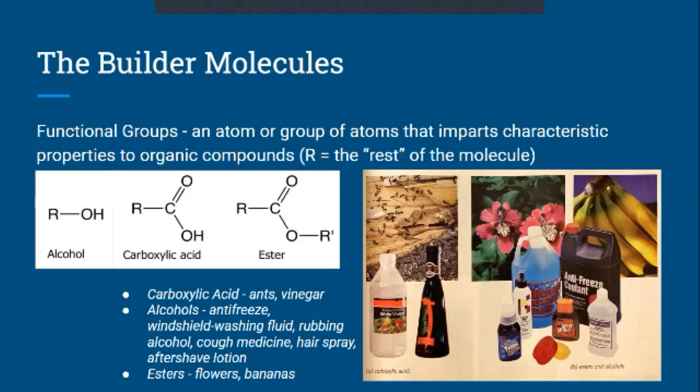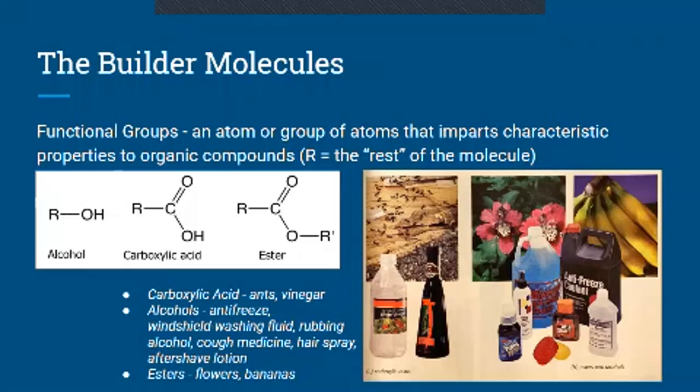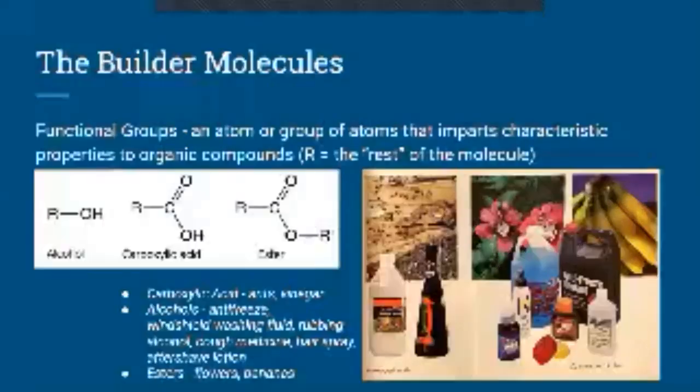Now notice that this has this little apostrophe next to it. These two R's that are the rest of the molecule don't have to be identical, but there will be these three bits, that oxygen double bonded to a carbon and bonded to an oxygen in the middle of a compound. That's going to be an ester.